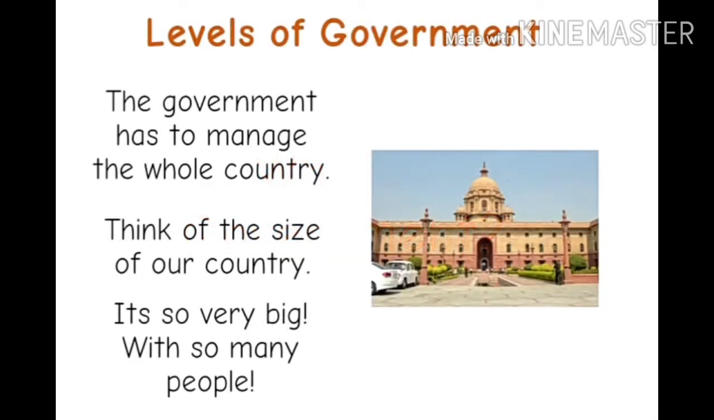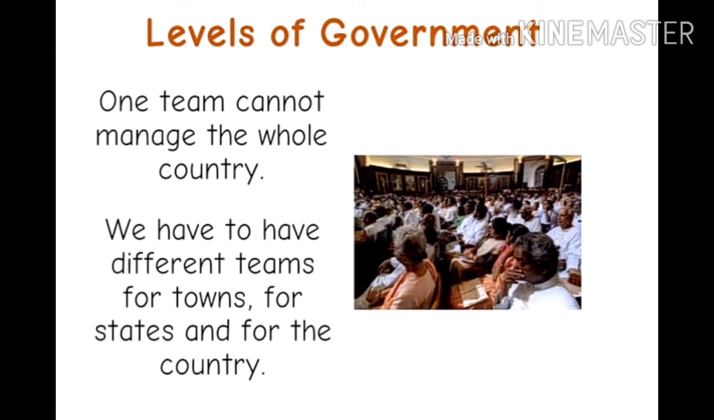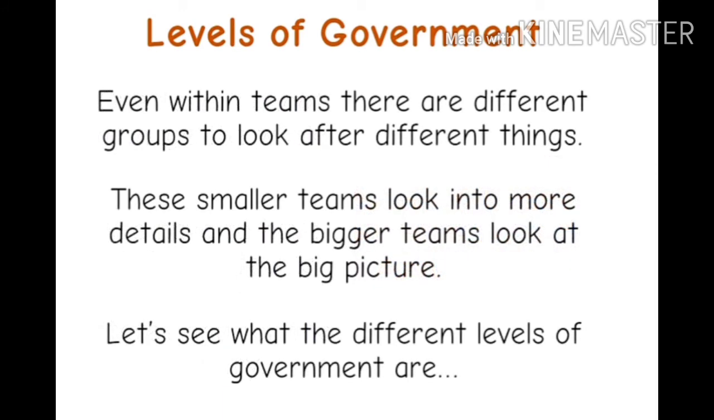Levels of government. The government has to manage the whole country. Think of the size of our country. It's so very big, with so many people. One team cannot manage the whole country. We have to have different teams for towns, for states, and for the country. Even within teams, there are different groups to look after different things. These smaller teams look into more details and the bigger teams look at the big picture. Let's see what the different levels of government are.